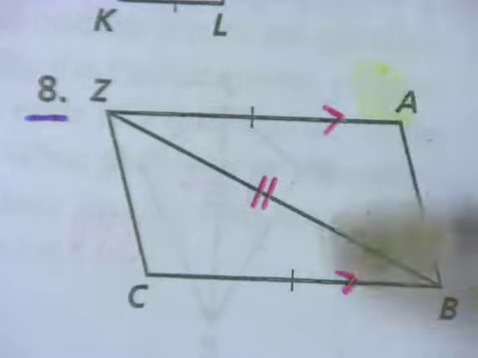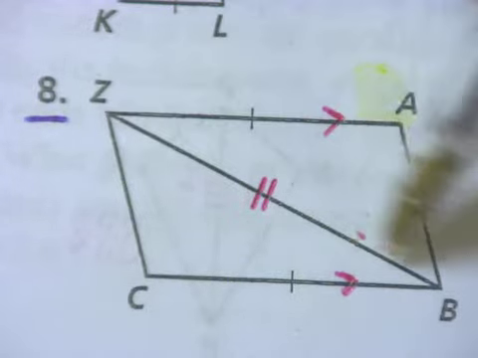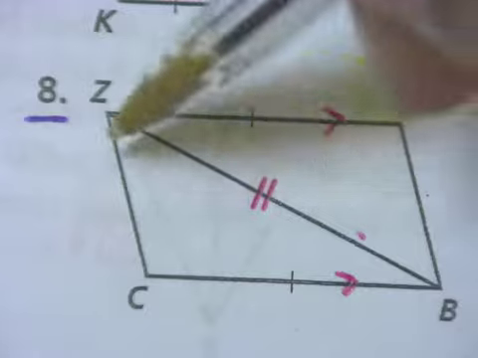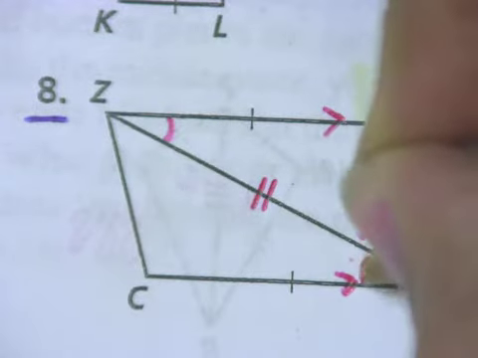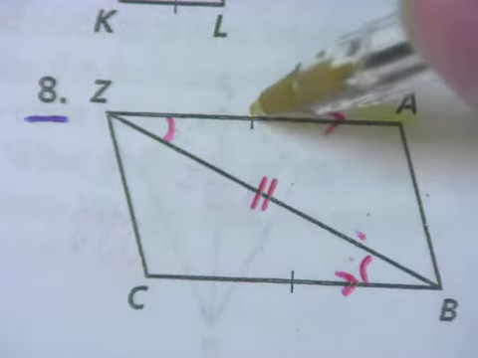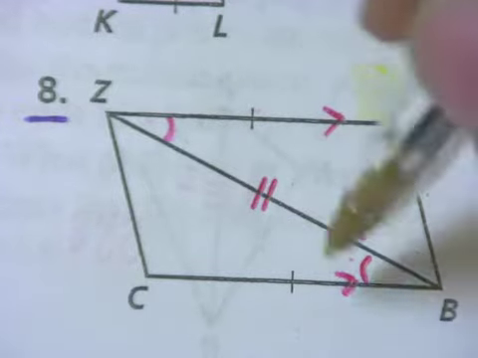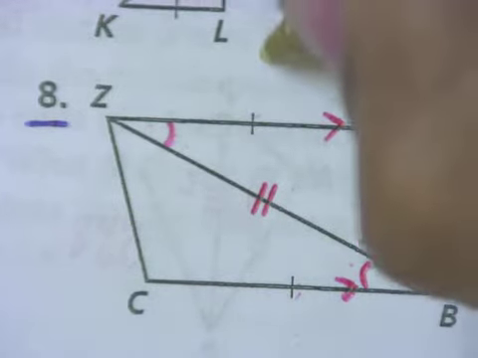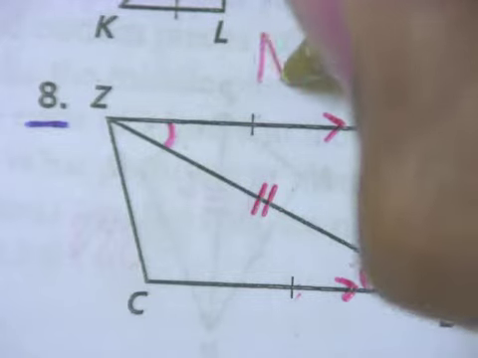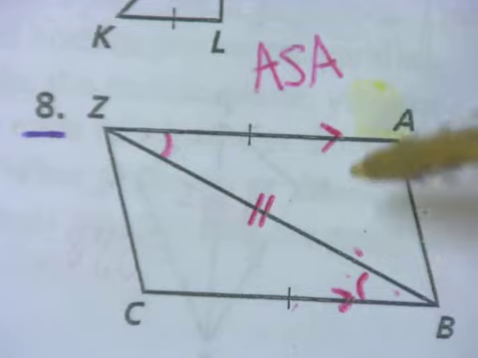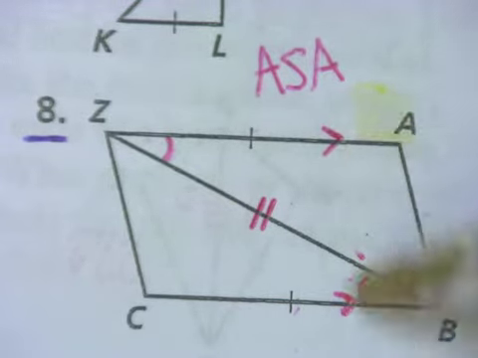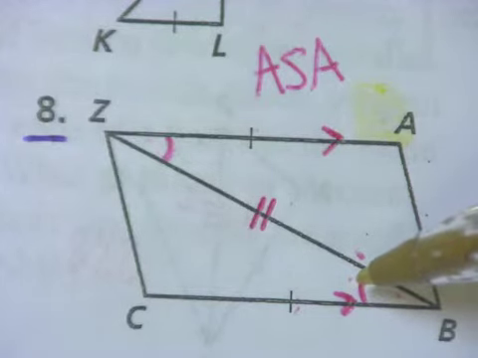Now, they could make it a lot easier for us if they told us that these lines are in fact parallel. If these lines are parallel, then this is a transversal. And if this is a transversal, then these angles here are alternate interior angles. And then what I would have is a side, angle, side congruent to a side, angle, side, which means that these triangles would be congruent using the side, angle, side rule.